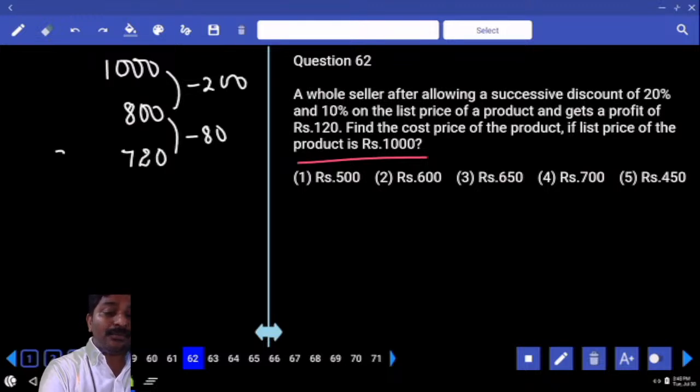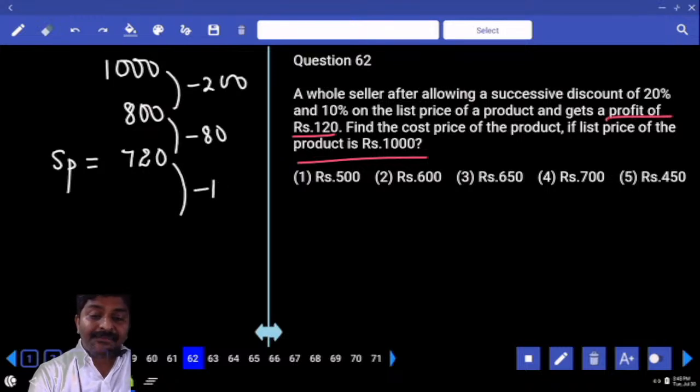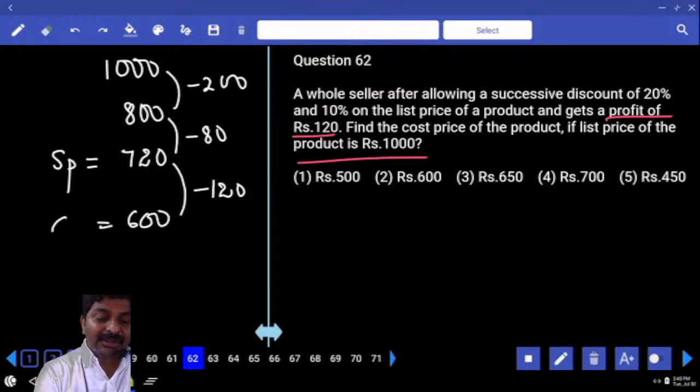What will he do? He will sell the item. After giving the discounts, what should he do next? Sell. Selling price is 720. Out of 720, how much is profit? If you subtract that profit 120, how much do you get? What is this called? Cost price. That's it.